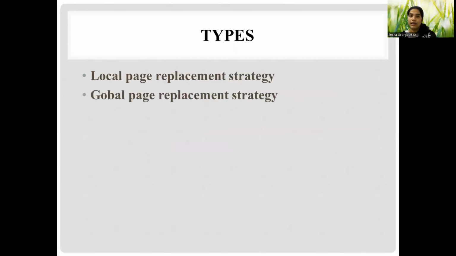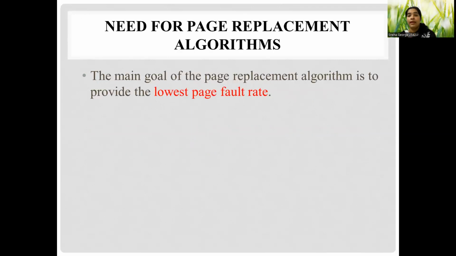There are two types of replacement strategies, the local page and the global page replacement strategy. We require page replacement algorithms to provide a low page fault rate. In order to provide the lowest page fault rate, we go for various page replacement algorithms. We'll be looking into three basic algorithms: first FIFO, then the optimal and the LRU. All these algorithms work in different ways. The main requirement is to have the lowest page fault rate.